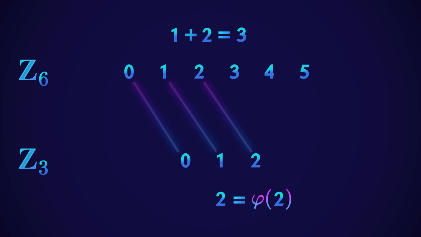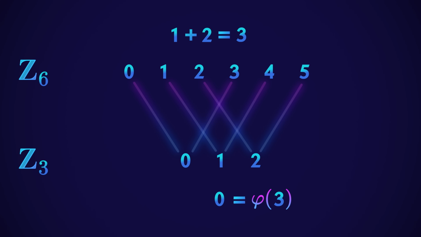Likewise, 1 plus 2 equals 3, so phi of 1 plus phi of 2 equals phi of 3. We now know the value for both phi of 1 and phi of 2. Since in Z3, 1 plus 2 cycles back to 0, phi of 3 must equal 0. And so on and so forth. If phi of 3 is 0, then doing the same conclusion gives that phi of 4 is 1, and finally that phi of 5 is 2.